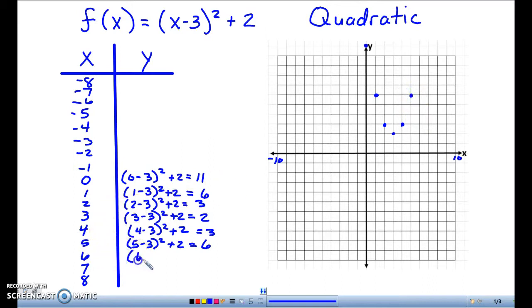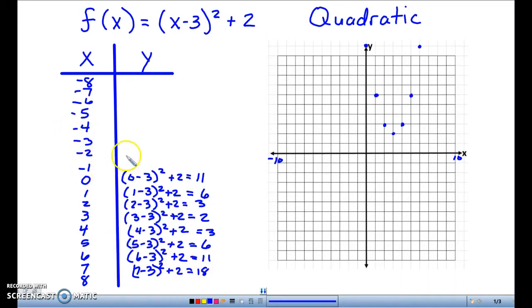Let's put in a 6. 6 subtract 3 is 3. 3 squared is 9. 9 plus 2 is 11. So I've got the ordered pair 6, 11, which is right here. Now if I put in 7, 7 minus 3 is 4. 4 squared is 4 times 4, which is 16. 16 plus 2 more is 18. That's way off our grid. So we can stop here.